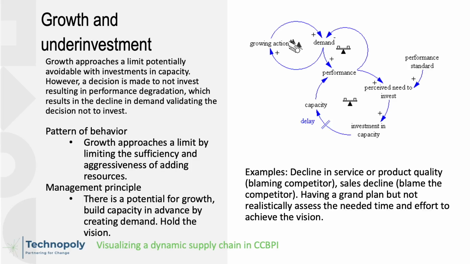Examples here would be decline in the service or product quality, because we tend to blame the competitor, where in fact it should be something we need to do more to explore more markets. Sales decline, again blaming the competitor, saying the sales are declining because the competition is tighter, is similar, where instead we should put more effort or do something to the sales to be able to grow more. Having a grand plan but not realistically assessing the needed time and effort to achieve the vision is oftentimes the major reason why there is growth and eventual decline because of underinvestment.